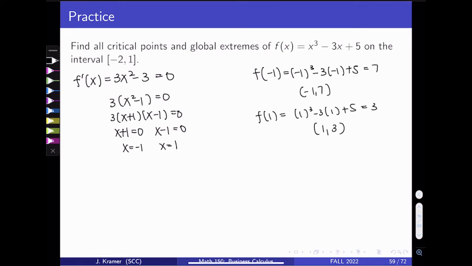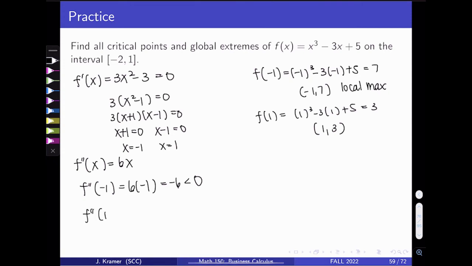Now that I have my critical points, let's take the second derivative and plug in the critical numbers to determine if there may be a local maximum or minimum at those points. The second derivative is 6x. We'll evaluate the second derivative at negative 1. Since the second derivative is negative at negative 1, our original function f is concave down, and so we have a local maximum. Let's evaluate the second derivative at positive 1. Since the second derivative evaluated at positive 1 is positive, the original function is concave up, and so there will be a local minimum.